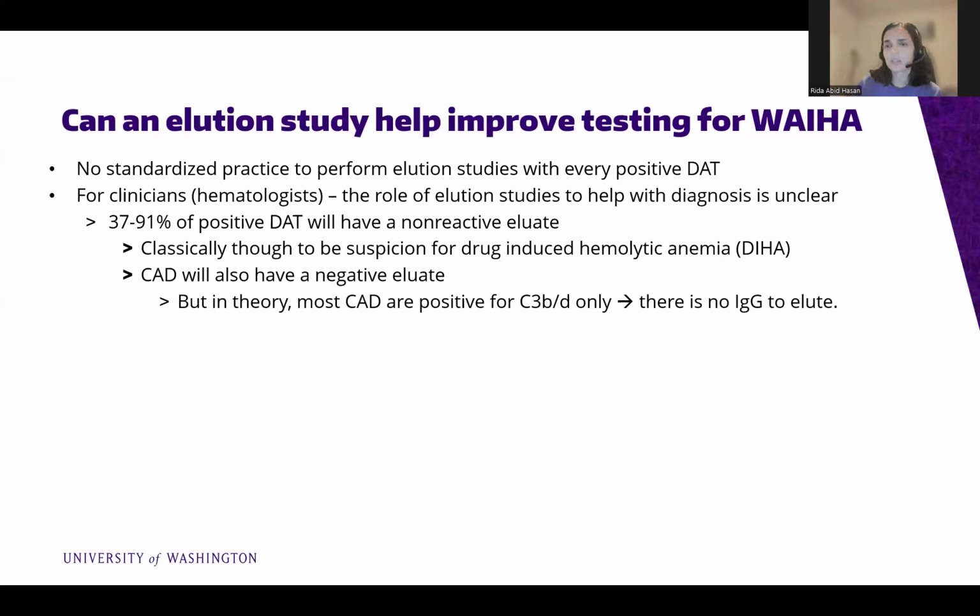There's no IgG to elute, so most of the time you probably won't do an elution, but if you do, you won't find anything because there's no IgG, and that's what elutions are made for. And again, like I said, most clinicians don't even know we perform an eluate.